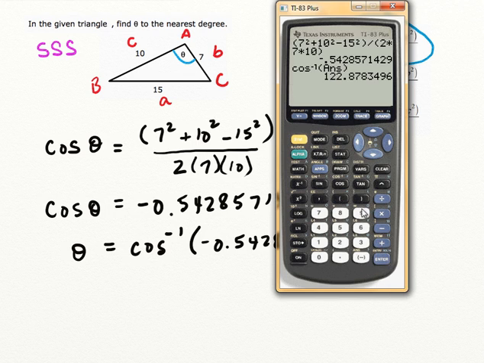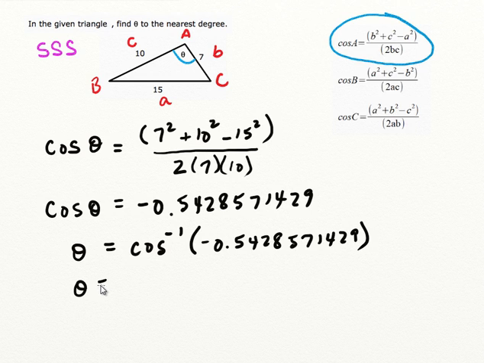And that results in an angle of 122.878 degrees. So theta equals 122.878. We were asked to find theta to the nearest degree, so this is going to then round up to 123 degrees.